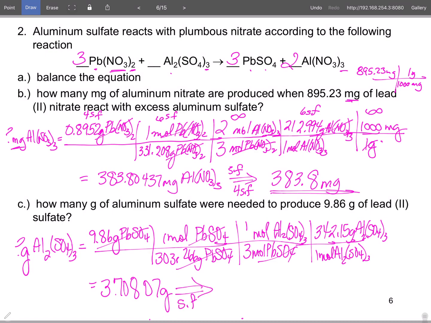So we would report it in 3 significant figures. So it's 3.71 grams. Now, if that wasn't an 8 behind the 0, it would be reported as 3.70, because you still have to give the 3 significant figures regardless. Okay, so we've worked 2.